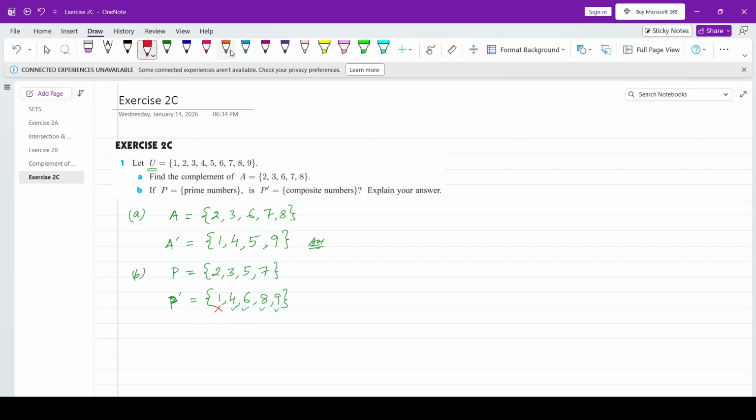So from here we can say no, P complement or P prime is not a set of composite numbers. And in explanation, because 1 is neither prime nor composite.